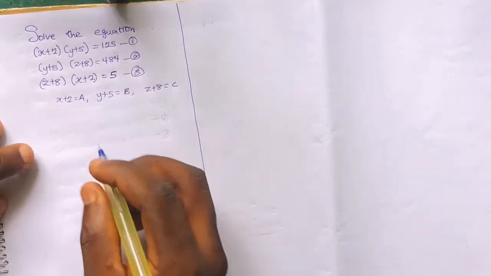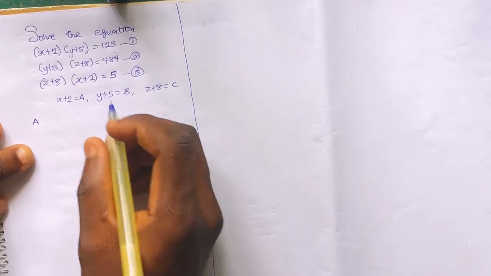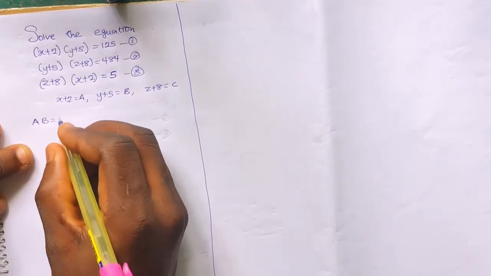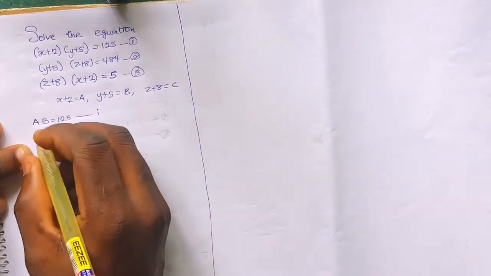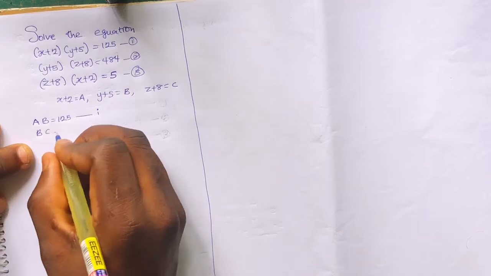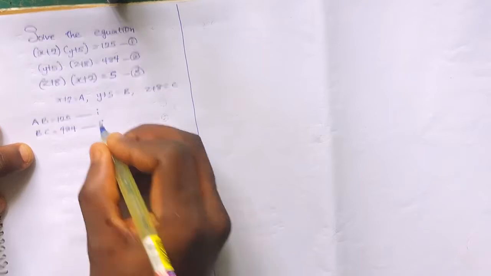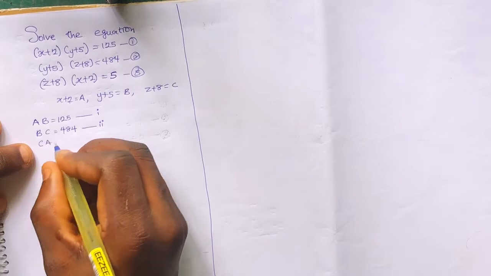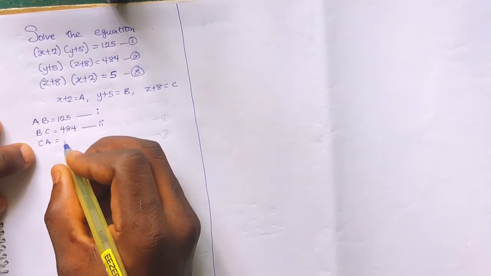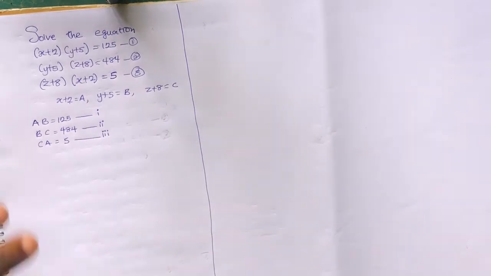I can just replace everything here with these letters. So I'm having a multiplied by b equals 125. Let me call this equation 1. My y + 5 times z + 8 is b multiplied by c, that's 484. Let me call this equation 2. The next one, z + 8 times x + 2 is c multiplied by a, that's equal to 5. So this is equation 3.